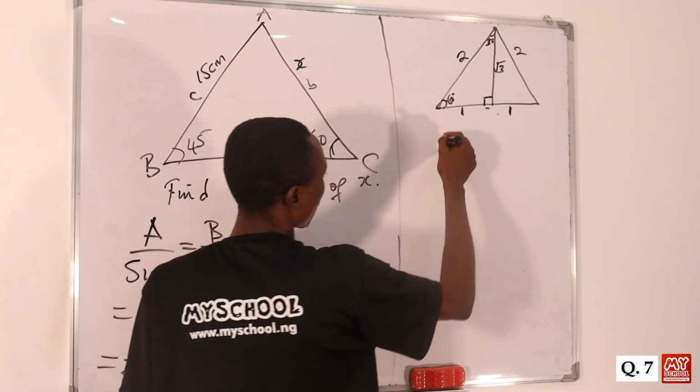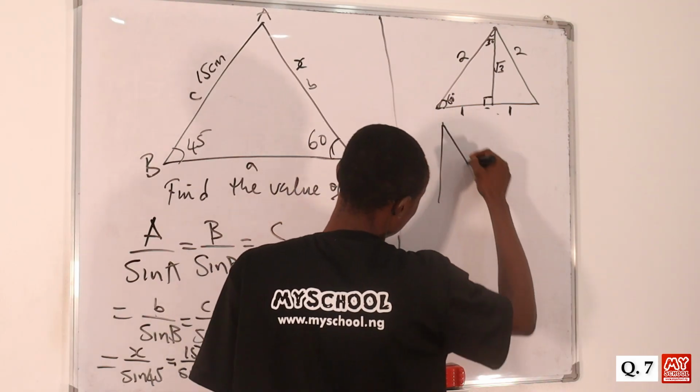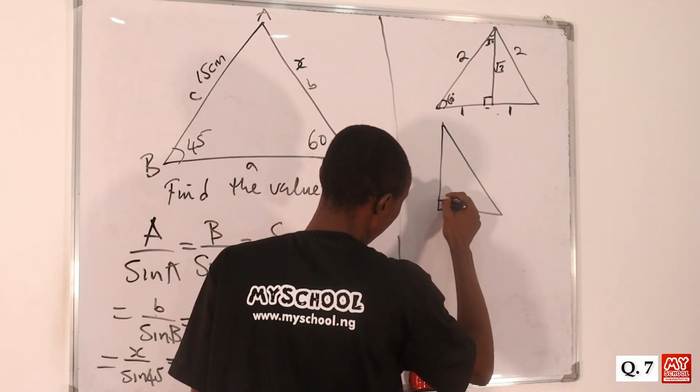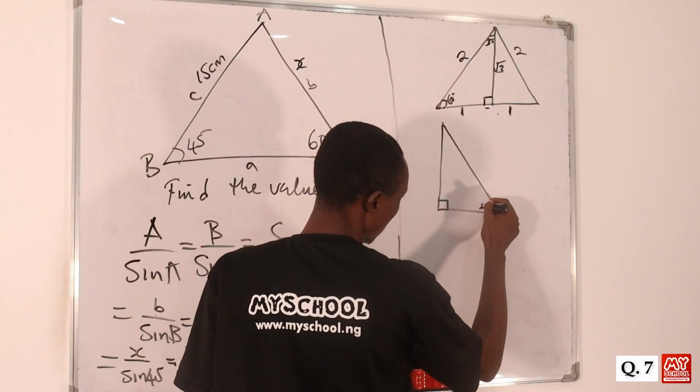Okay, so for 45 is almost the same thing. Draw something like this. Here becomes your 90, here will be 45.